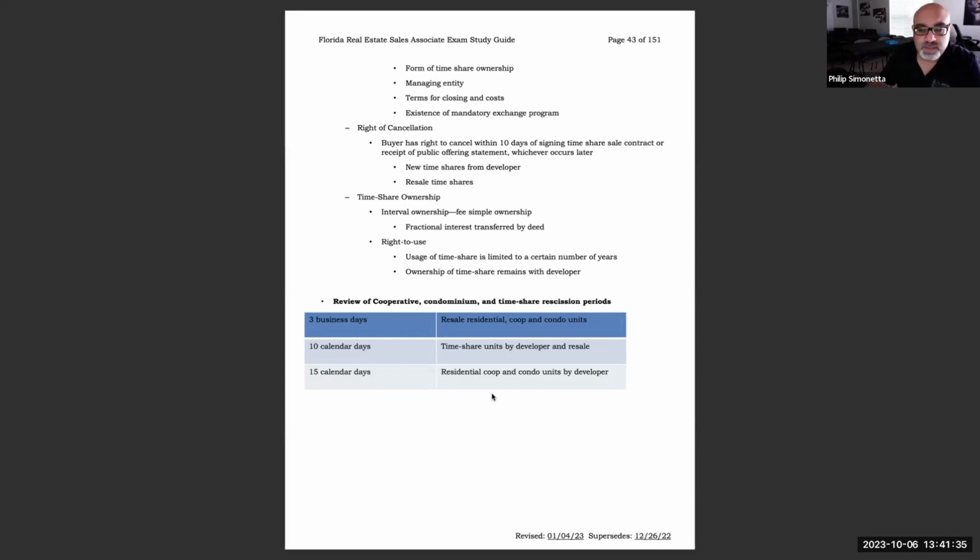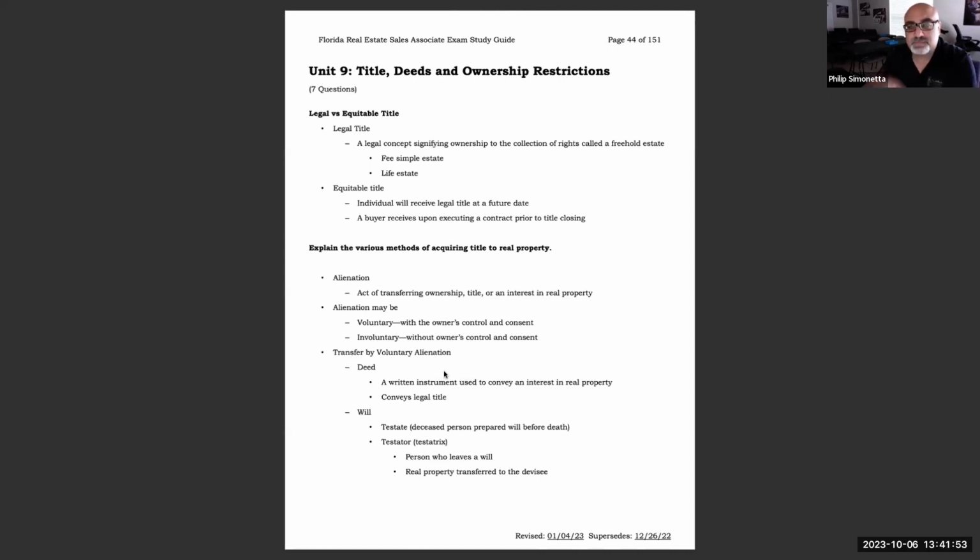And remember the days: 3 business days for resales of co-ops and condos, 10 calendar days for timeshares for developer and resale, 15 days for residential co-op and condo units by the developer. Do you have any questions on that?